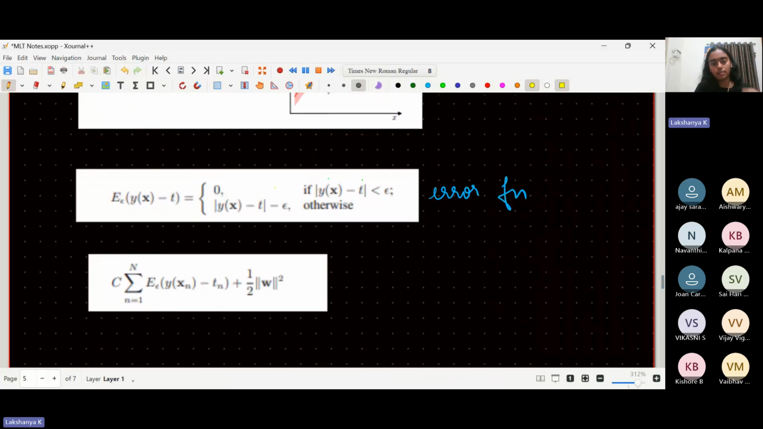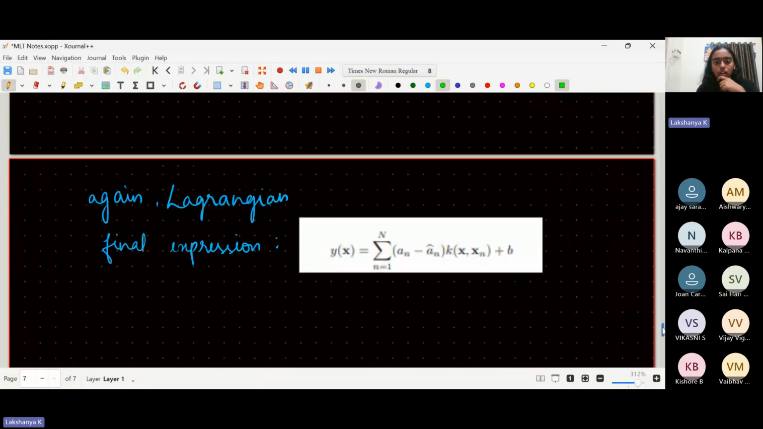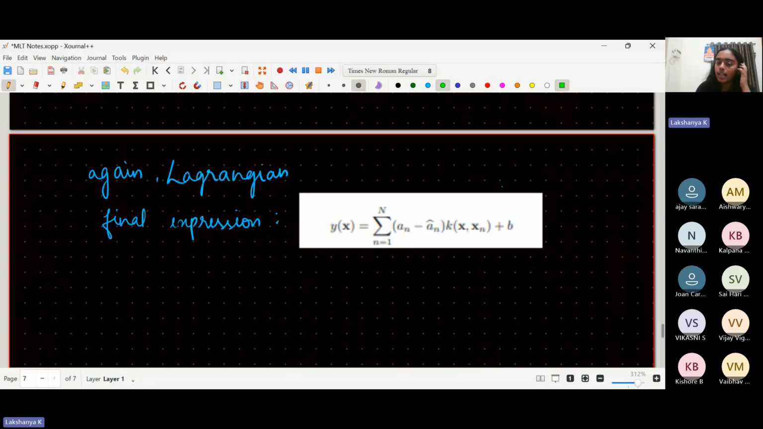So that is how your error function is defined. If your actual minus predicted is within epsilon distance, then the error is 0. Otherwise, there is some error, right? So again, this is your constraint. This is your objective function. This is a constrained optimization problem, so we'll go for Lagrangian. And when you solve the Lagrangian, this is the final expression you will get.